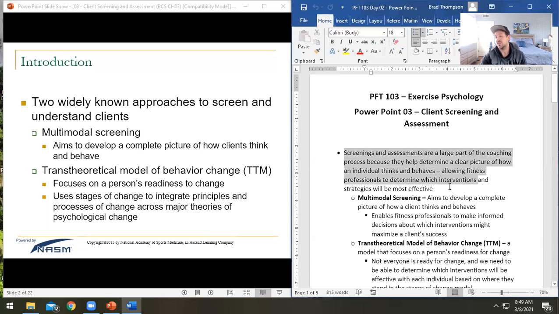Screenings and assessments are a good kickoff point. They are a large part of the coaching process because they help us determine a very clear picture of how an individual thinks and behaves, and that allows us to determine which interventions and strategies will be most effective. If you were to do a screening or assessment on me to figure out whether I tend to use really negative descriptions of my lifestyle, or whether I'm ready to fully engage in an exercise program, you would ask a series of questions about how I generally think, behave, and feel, and what sensations I feel.